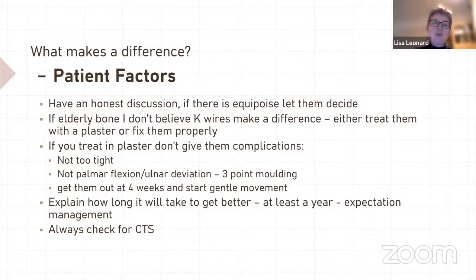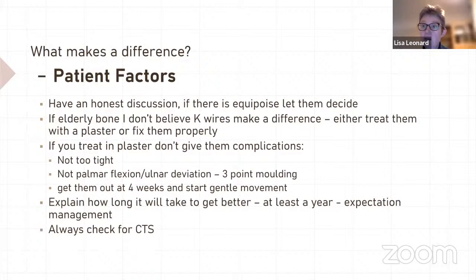So we've already talked about having an honest discussion with the patient, and if there is equipoise, I let them decide, because we really don't know the answer to the question, which is which fractures should we fix. There's a very large group of grey in the middle where we honestly can't tell the patient it'll definitely be really bad if you don't have this operation, where there are some patients in that group. I don't K-wire elderly patients at all anymore, ever.